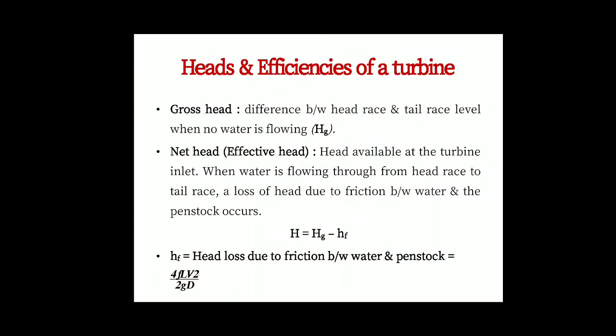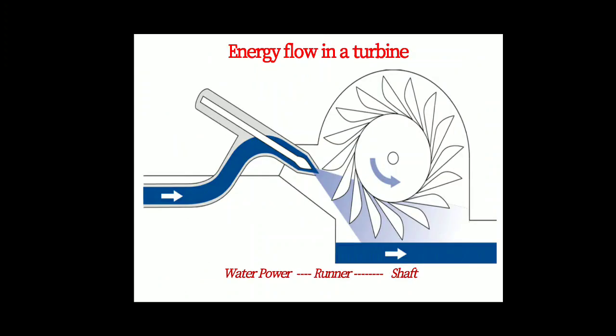Now Hf is called head loss due to friction between water and penstock, which can be found out by the Darcy-Weisbach equation, 4FLV square by 2GD. Now this is what happens in a Pelton wheel or Pelton turbine. The water is conveyed through a penstock and is allowed to strike each and every bucket or vane of the Pelton wheel, which rotates and can produce electrical energy or electricity.